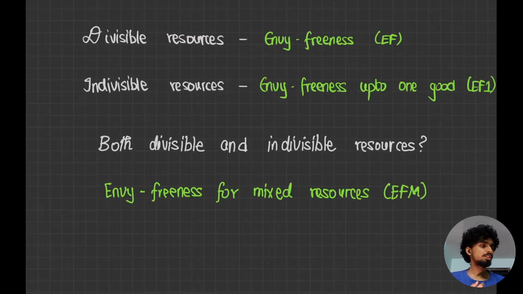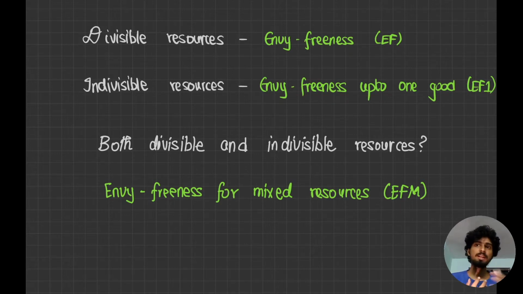There's also an extension to a model with both divisible and indivisible resources. With divisible resources, you can talk about envy-freeness itself, right? You don't need to restrict yourself to envy-freeness up to one good. We only had this approximate idea of envy-freeness because we weren't able to divide the items into smaller pieces. So for divisible resources, you can have envy-free allocations. For indivisible resources, you want to talk about the notion of envy-freeness up to one good allocations.